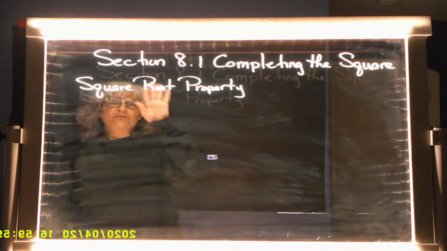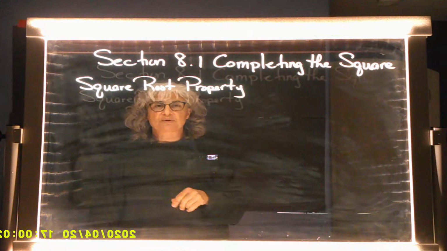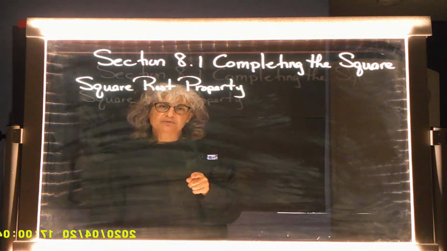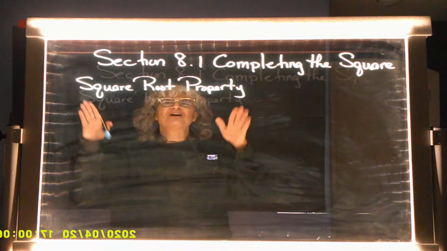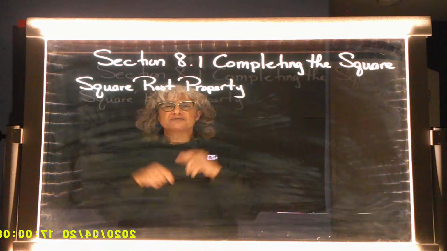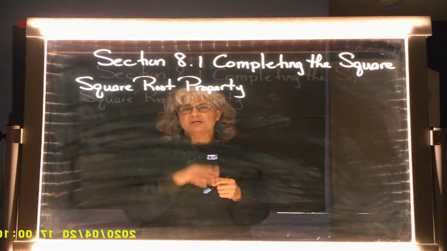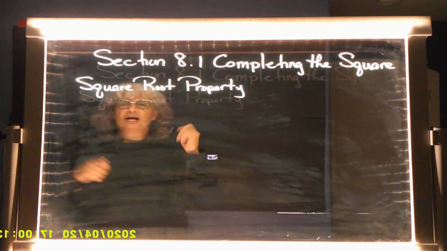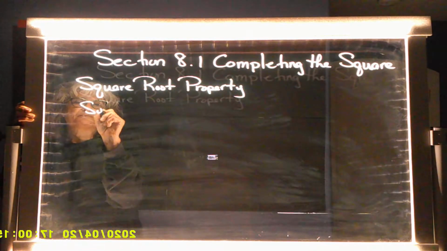Moving into section 8.1, completing the square. Before we actually get into completing the square, I want to talk about this property known as the square root property. So here's how I'm going to get you to see this property. I'd like us to solve this problem.